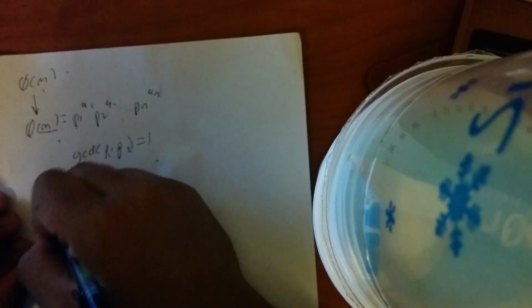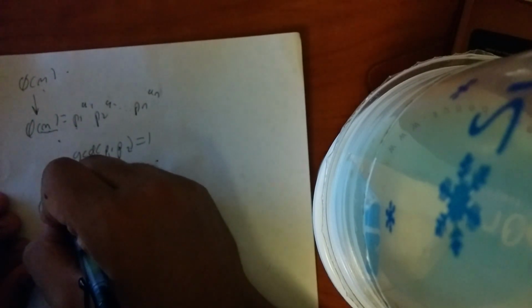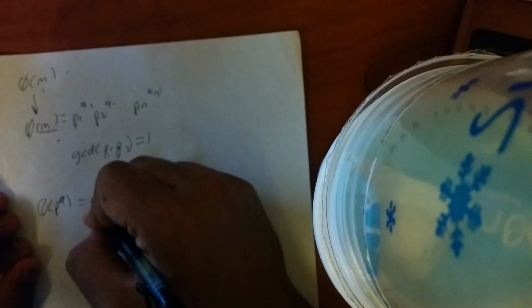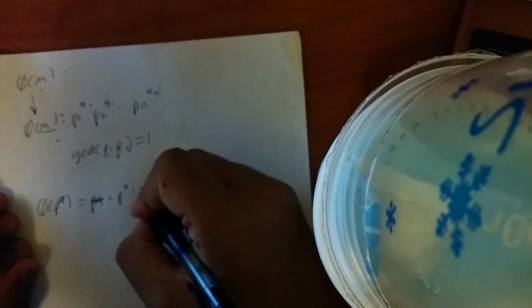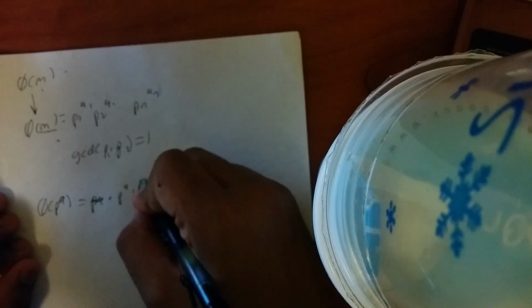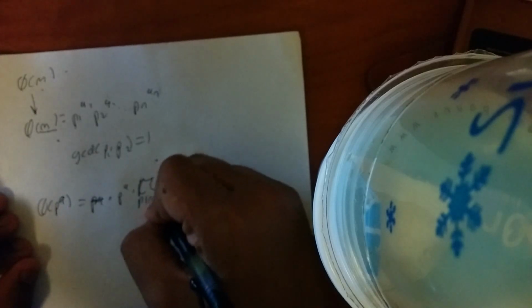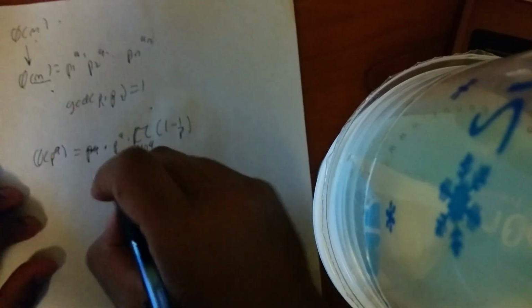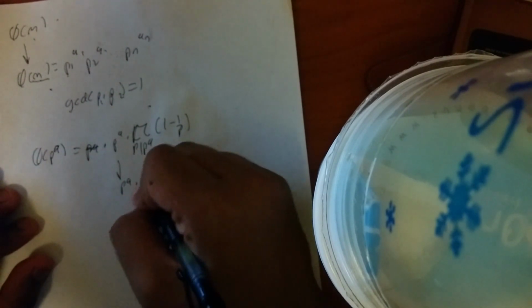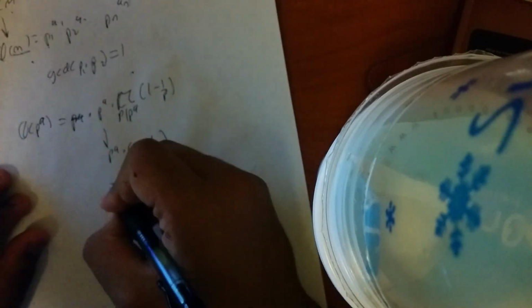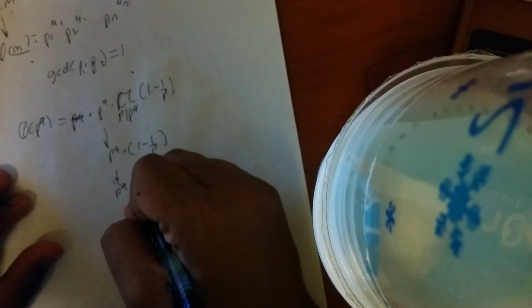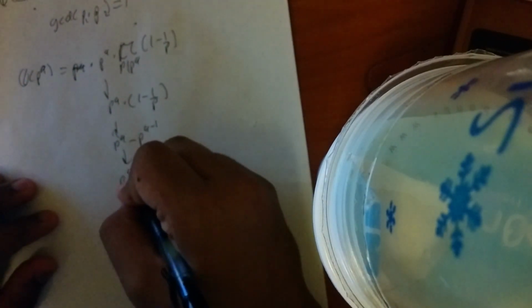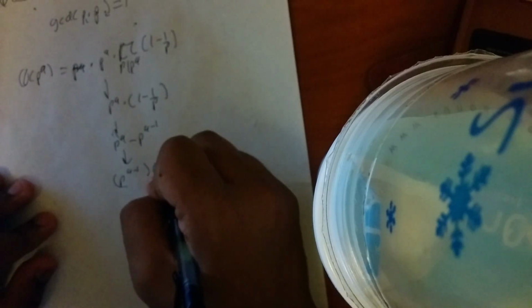So if I were to calculate φ of p to some power a, remember that's p to the a times the product of all the primes that divide into p to the a, of 1 minus 1 over the prime. Well, in this case, it's just going to be p. So it's p to the a times 1 minus 1 over p. That's p to the a minus p to the a minus 1. And then I factor out p to the a minus 1 times p minus 1.